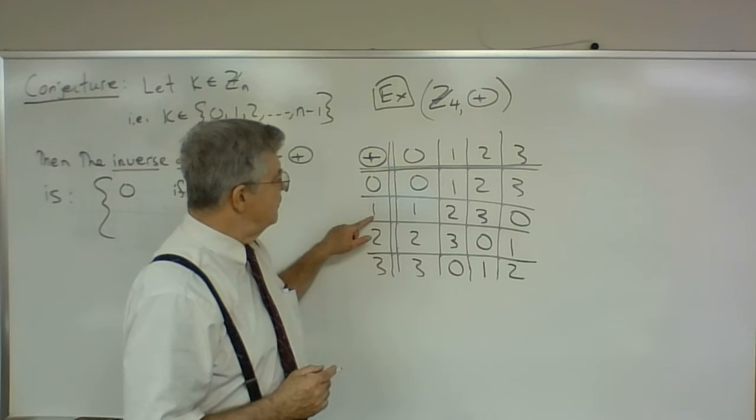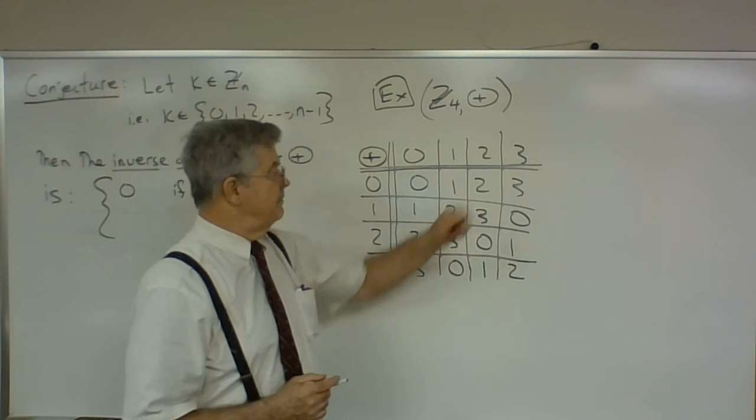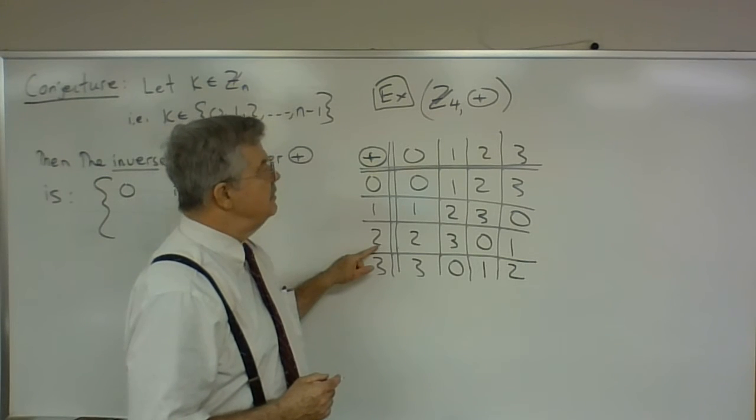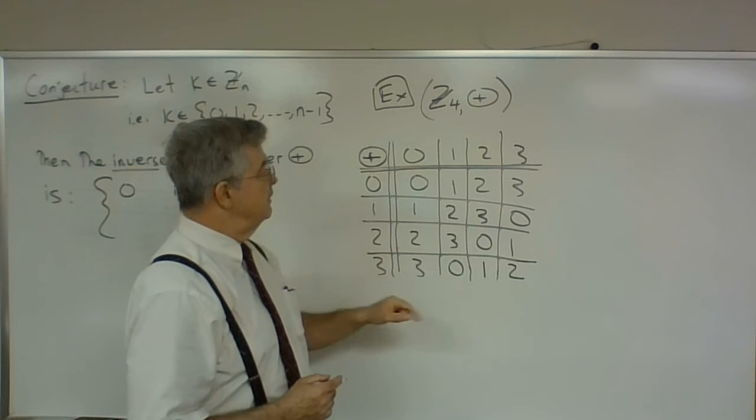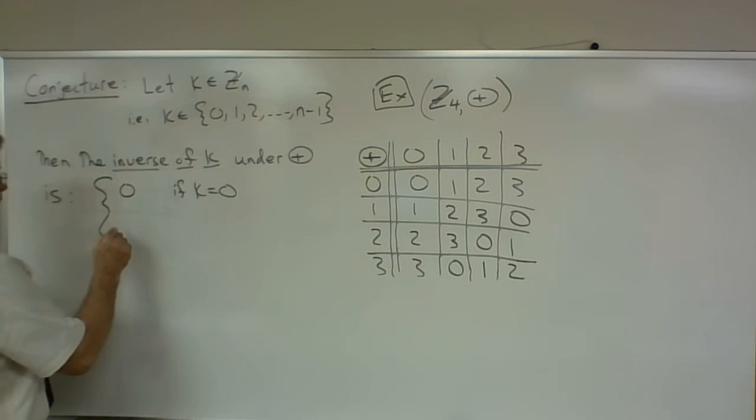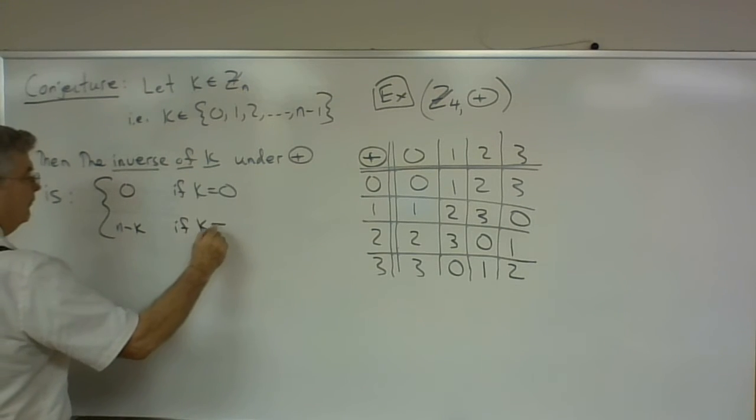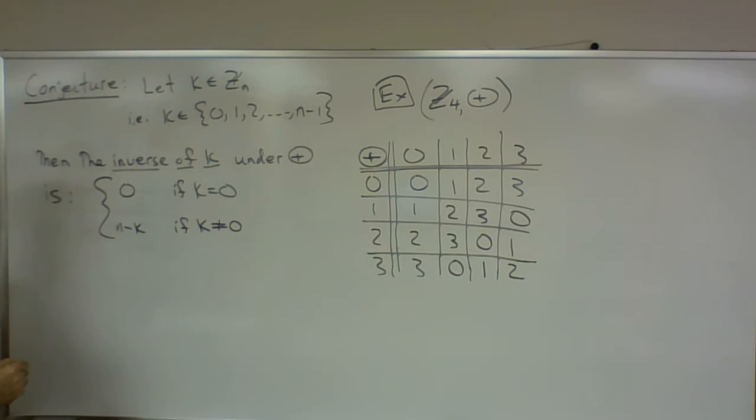So what do we have to add to 1 to get 4? 4 minus 1, right? 3. What do we have to add to 2 to get 4? 4 minus 2, right? And so forth. So the inverse of k under addition modulo n is 0 if k equals 0. It's n minus k if k is anything other than 0.